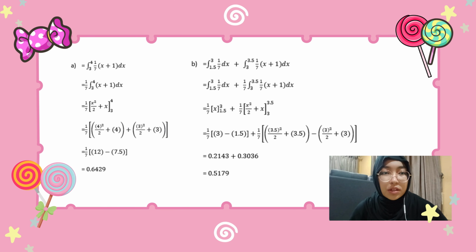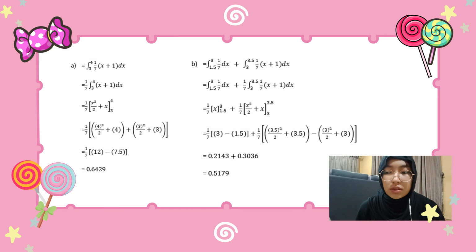For question A, we need to integrate 1 over 7 times (x plus 1) dx with upper limit 4 and lower limit 3. First, we take the constant out of the integral, so it will become 1 over 7 integrate (x plus 1) dx, upper limit 4 and lower limit 3. Next, we integrate the expression x plus 1. The integral of x is x squared over 2 and the integral of 1 is x. So together we get x squared over 2 plus x.